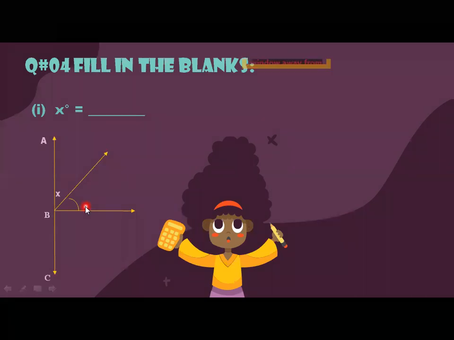You can see here you have so many labels. This is the line A, B, C, and this is a line B, D, and this is a ray B, E. Okay, now the angle measurement from this one to this one is 50, and this is x. So basically you are going to find out this x, means what this x equals to.